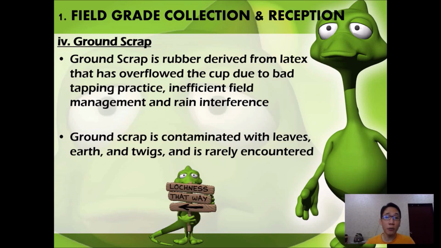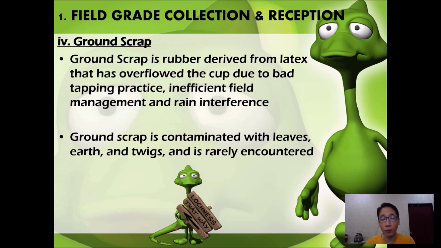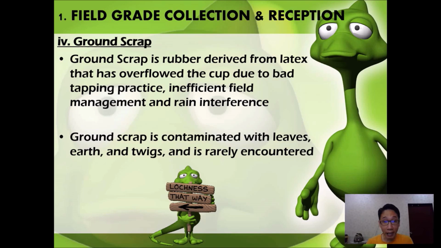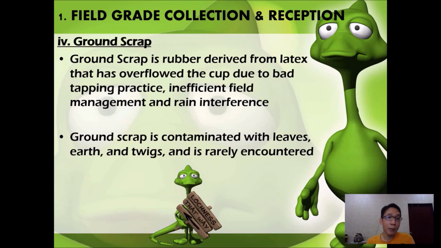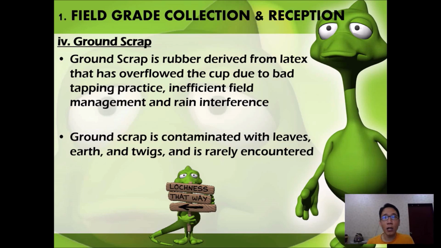Ground scrap is contaminated with leaf, earth, and twig, and it's rarely accounted for because it's highly contaminated, and we rarely use ground scrap in the manufacturing process. However, ground scrap needs to be collected because we don't want any leftover latex on the field, so that it will not produce unhygienic areas in your field.